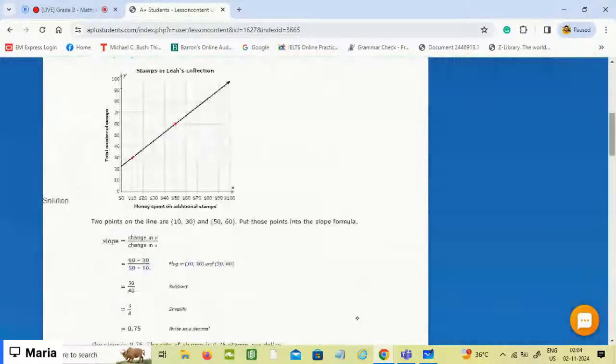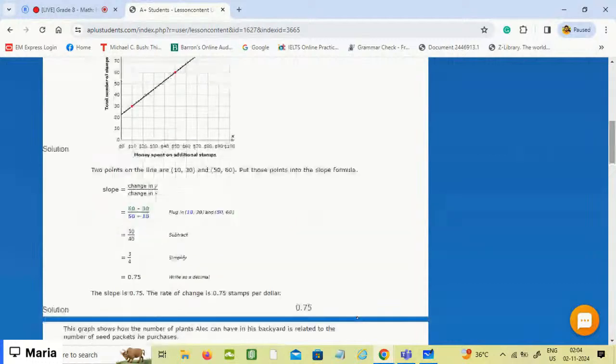Whenever we have to calculate the slope of the graph, we need 2 points on the graph. So just select any 2 points on the graph, calculate the slope using the formula that is change in y divided by change in x. So this point has the coordinates 10 and 30 and this point has the coordinates 50 and 60, right? So just subtract their y coordinates divided by x coordinates. So that means the slope is 0.75. So the rate of change is 0.75 stamps per dollar. Got it?